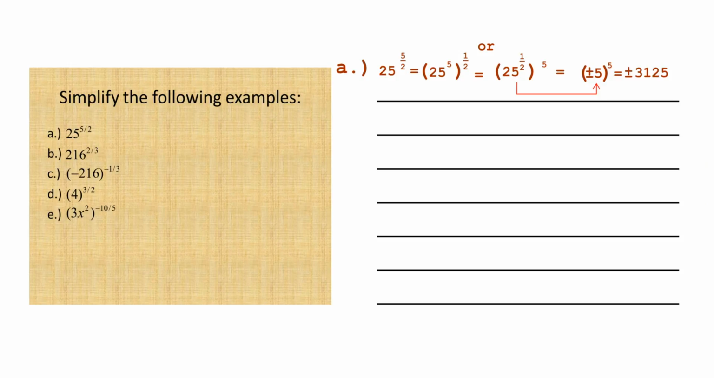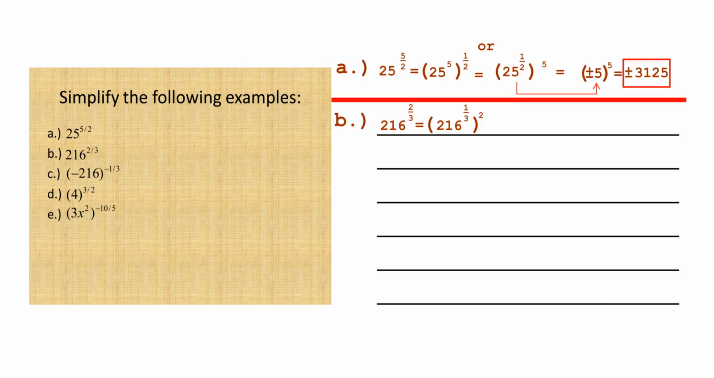So let's try the next one then. Let's not forget to circle our answer. B. 16 to the 2/3. Once again, you're welcome to separate them in either direction that you choose. You can do first the root or first the exponent. I would rather do the root first. So 16 to the 1/3. This is the root, 1/3, and then the power of 2.